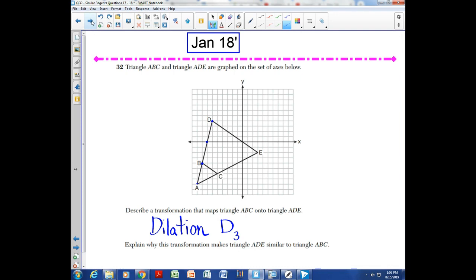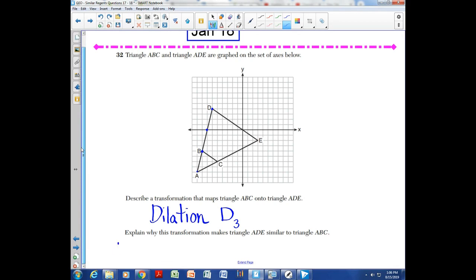Explain why this transformation makes triangle ADE similar to triangle ABC. So another thing we should remember about dilations is that dilations preserve angle measure.